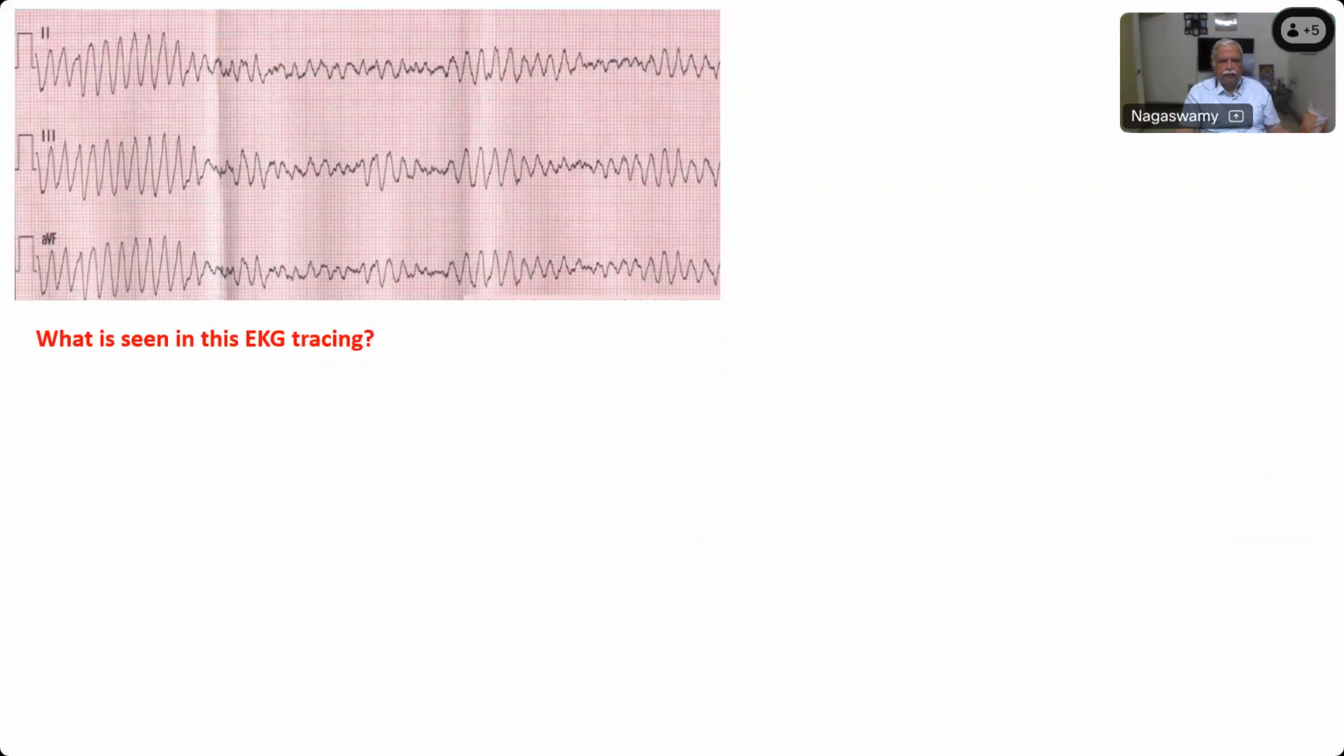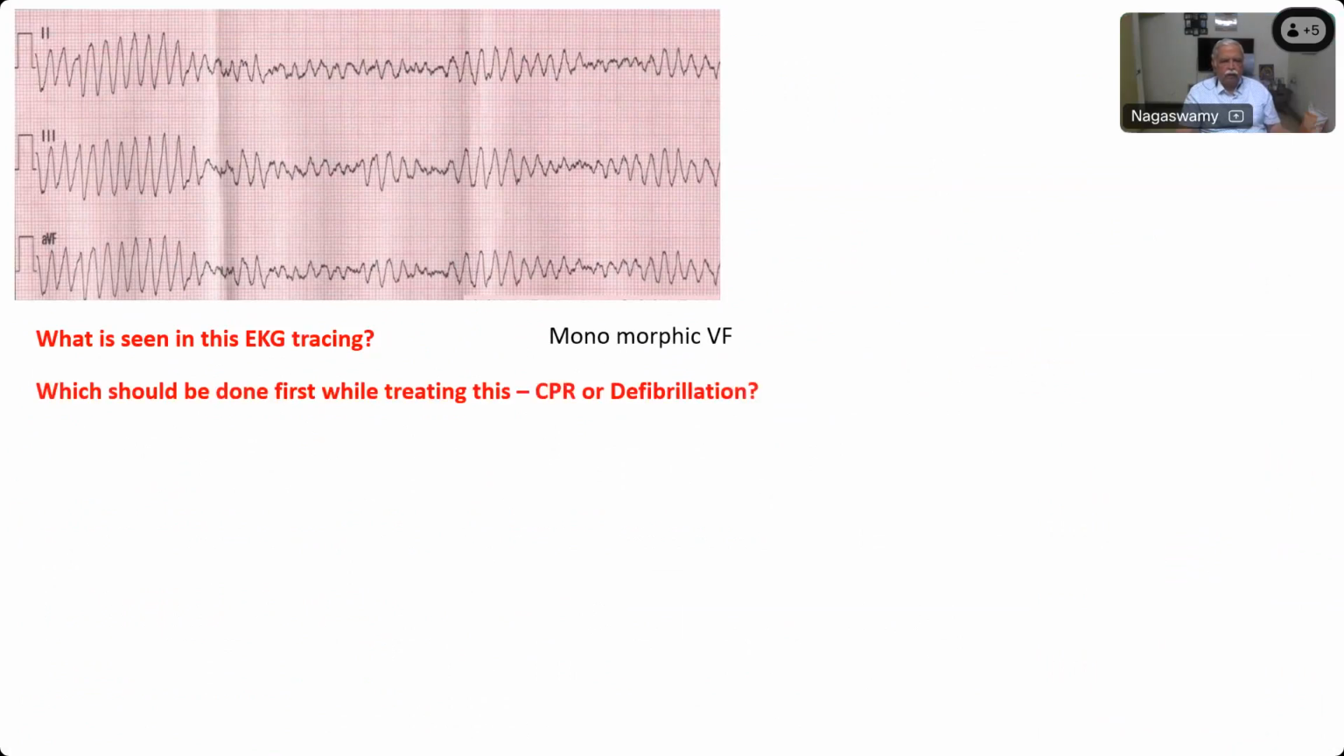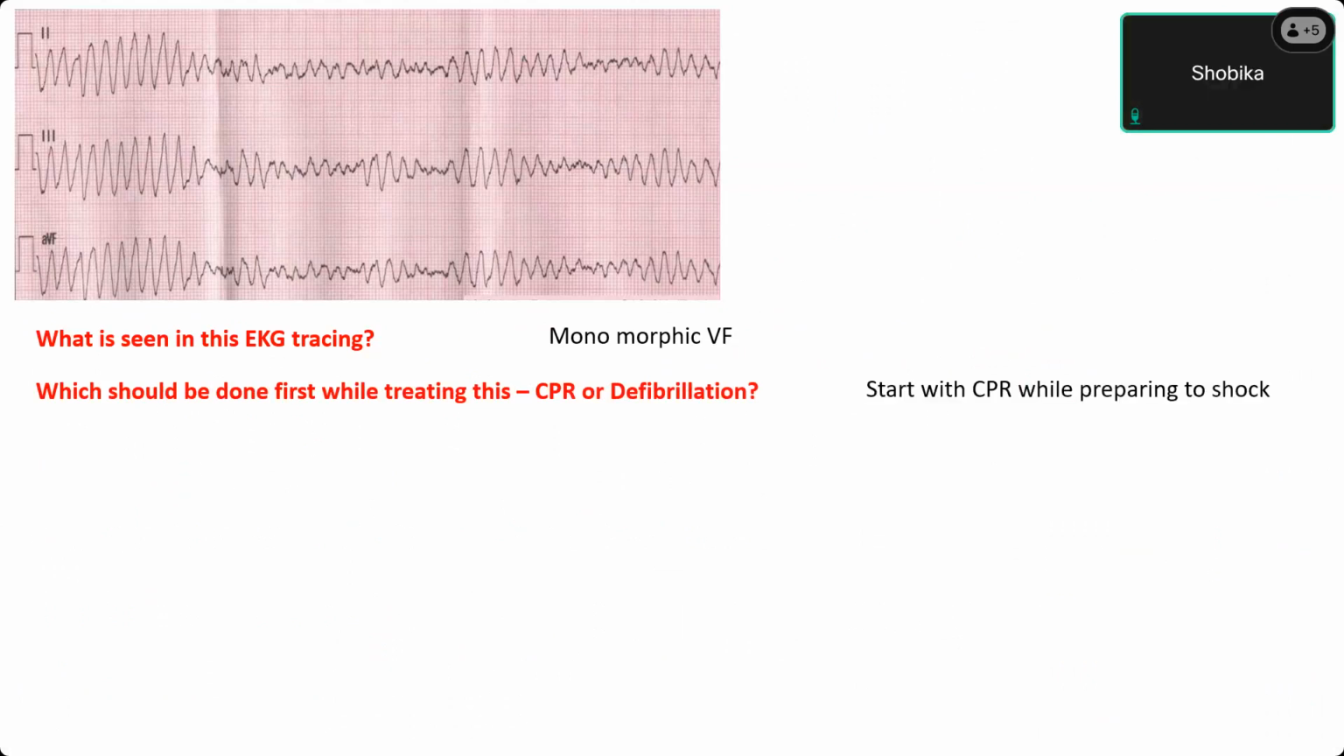The same in CPR. Ventricular fibrillation. So, is it polymorphic VT? Monomorphic VF, not polymorphic. See, there is no twisting on its own. The monomorphic VF should be treated first: while doing CPR or defibrillation? Straight away defibrillation, no CPR? CPR first. We have to check for the pulse with CPR while preparing to shock the patient.